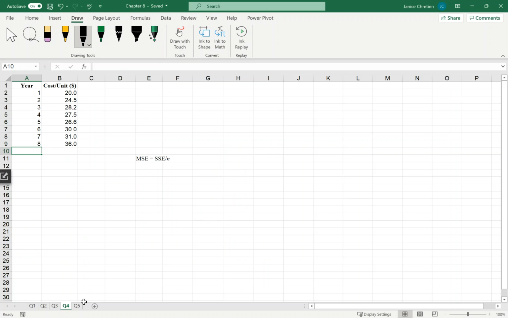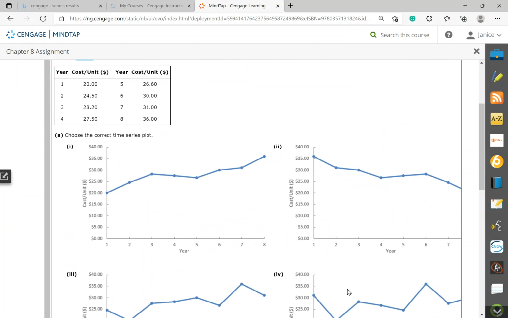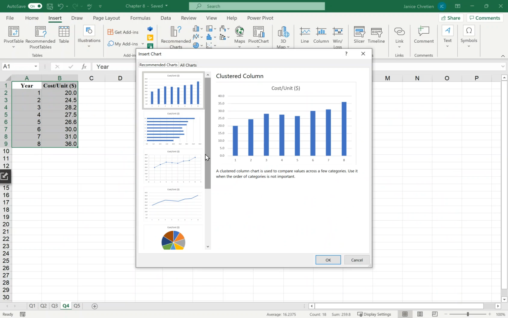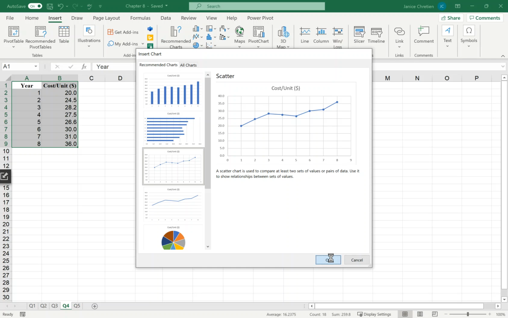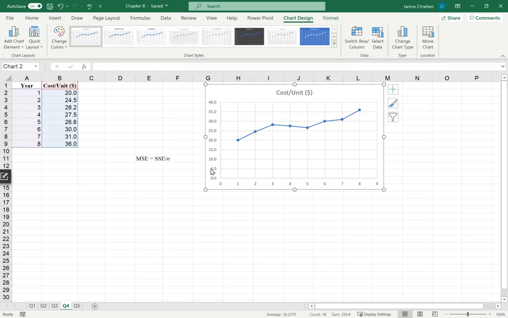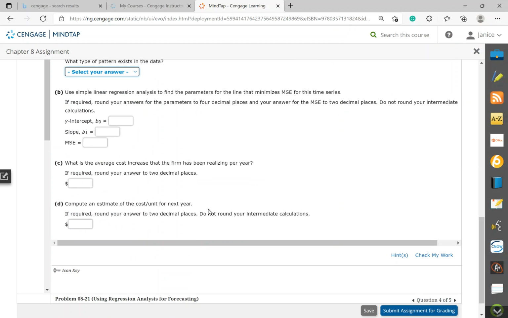So for question 4, I just made another worksheet. I copied and pasted the data here that I had when I opened my data file. And again, we're going to plot, insert, recommended, and I want to plot that so that I can look at these, determine which is the best fit, and what does that say about my pattern.